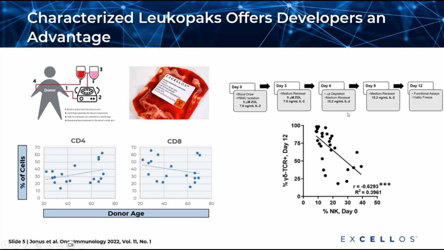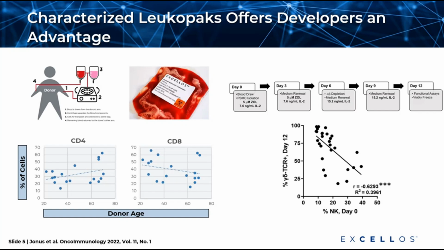Here on day 6, you can see that they're doing an alpha beta T cell depletion to remove any impurities from the alpha beta T cells. And on day 12, we finally have our functional characterization of that gamma delta T cell product, as well as cryopreservation for downstream infusions or additional processing.